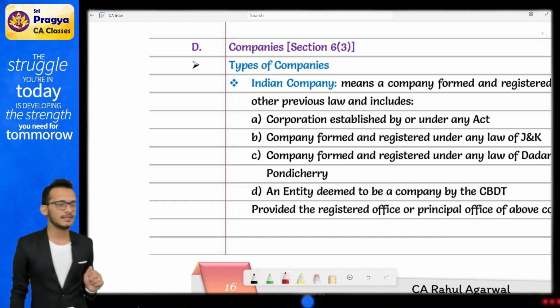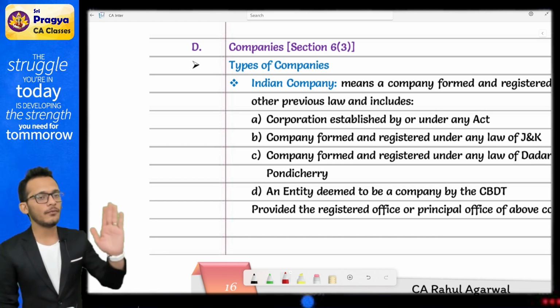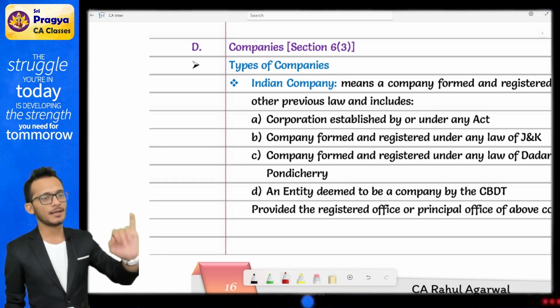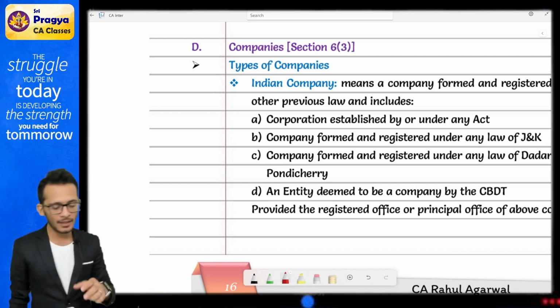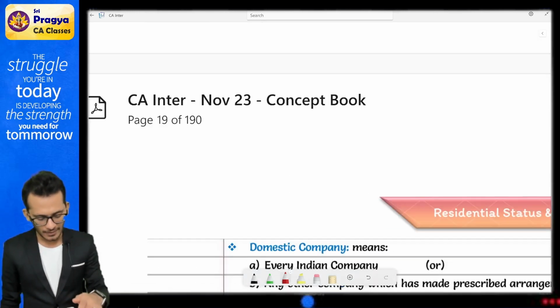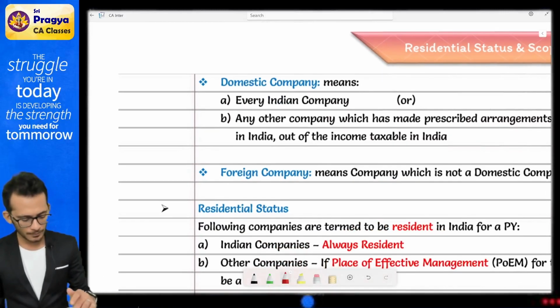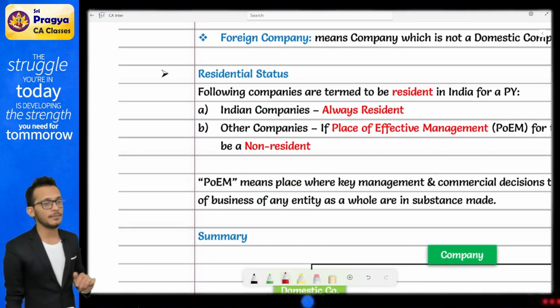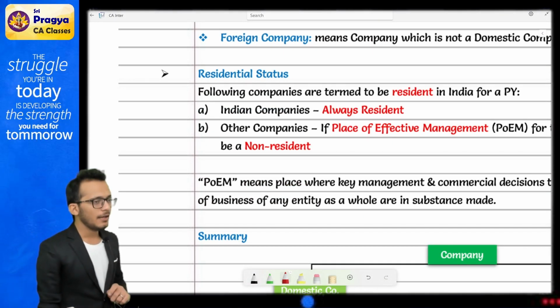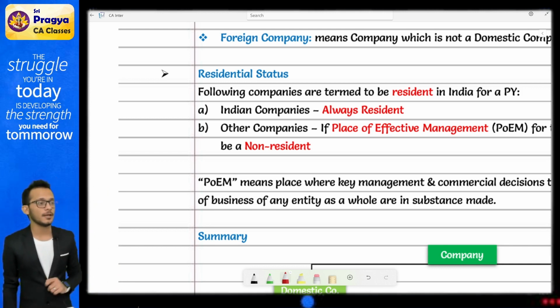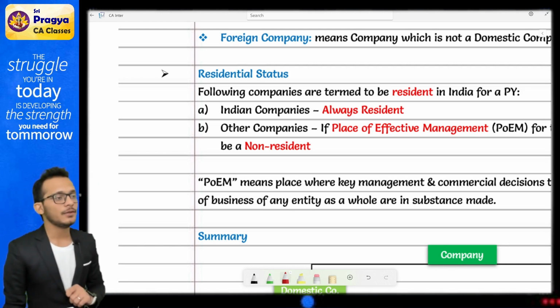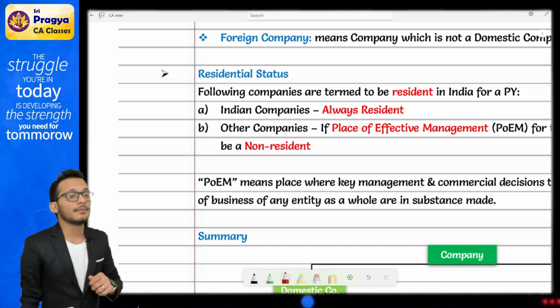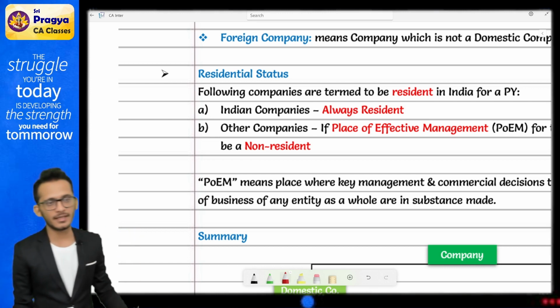Income tax comes and says that, boss, if you are a company, tell me what are you? Are you an Indian company? You say, yes, Rahul, I'm an Indian company. I'll come and say, okay, good, you're directly a resident. If you come and say, no, Rahul, I'm not an Indian company, which means you are either a foreign company or a domestic company distributing dividends.